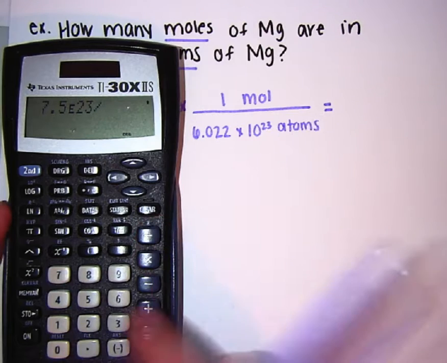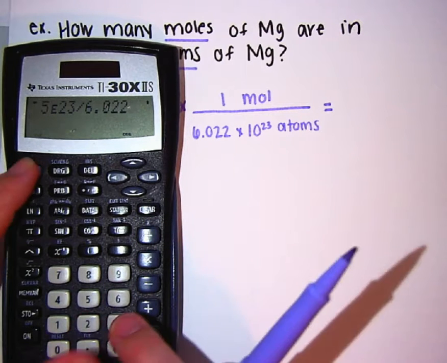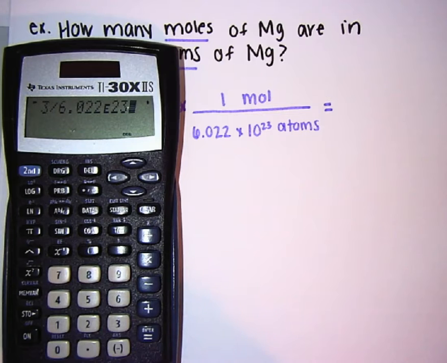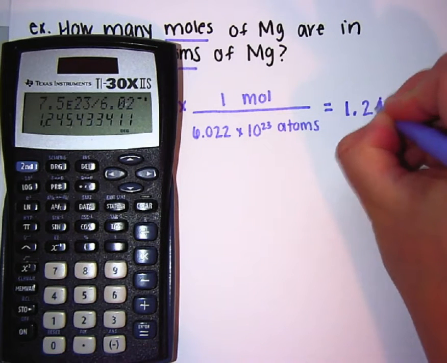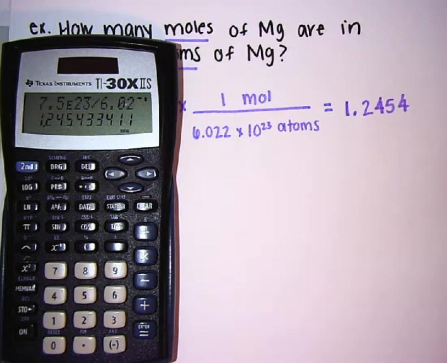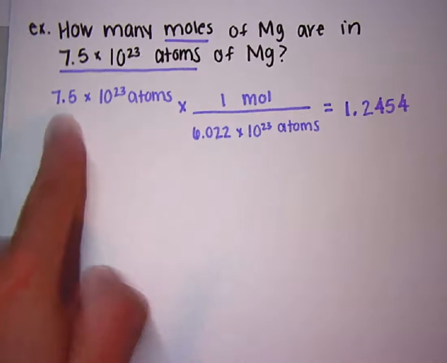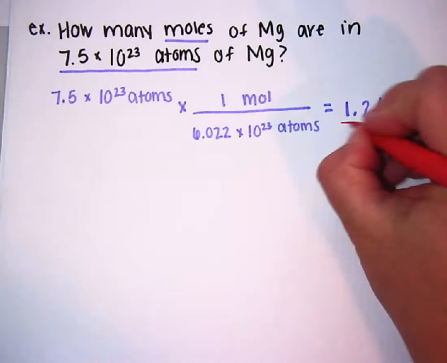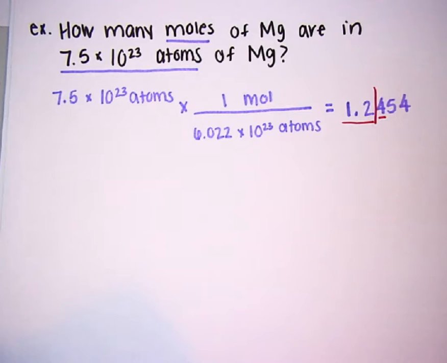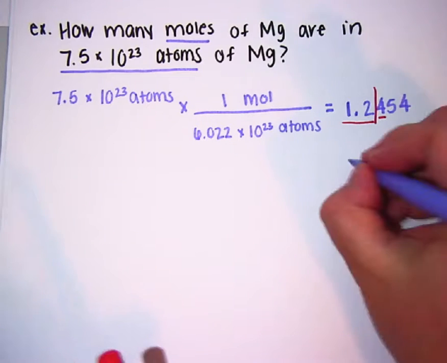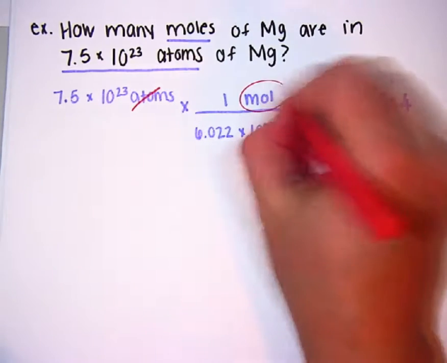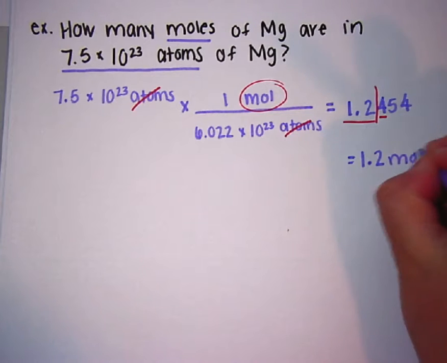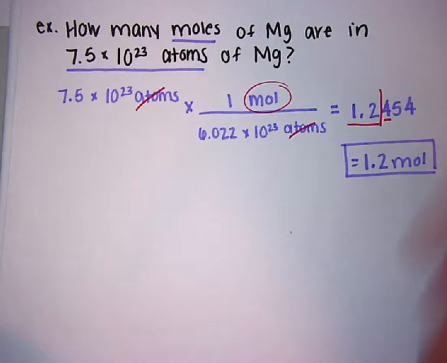Avogadro's number is in the denominator, so divided by 6.022e23. If you're using the E button, you don't need a times 10, you don't need a caret, you don't need parentheses. And I get 1.2454. We're going to look at the given to determine the number of significant figures. There are 2 of them. We only look at the one number that comes next. It's less than 5. So I do not round up. Atoms divided by atoms cancel, and we're left with moles. 1.2 moles.